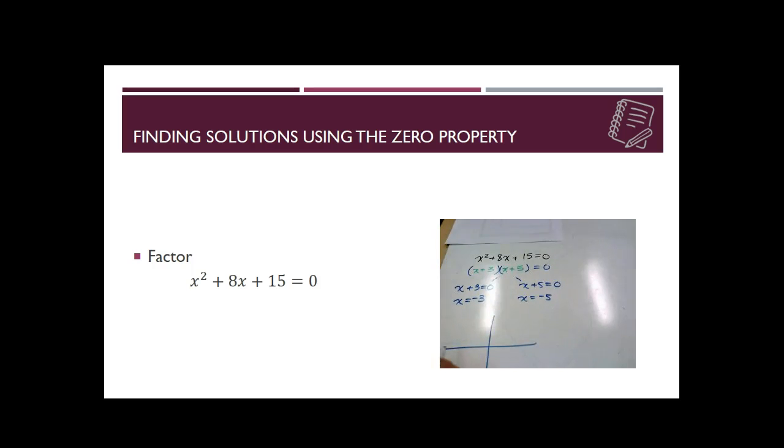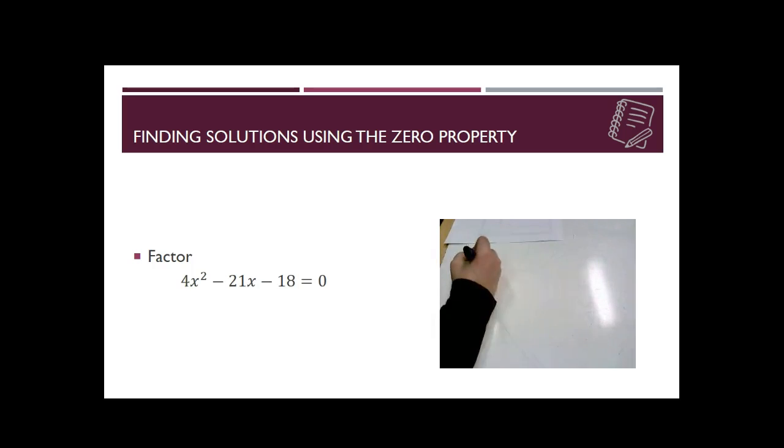So my zeros, or my solutions on this parabola, if you think about it, on that coordinate plane, one of them is crossing at -3, and the other is crossing at -5. So my two zeros for my parabola are going to be right there.